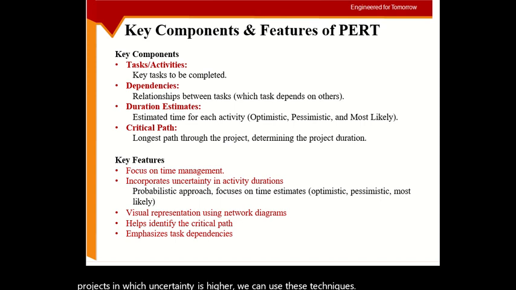The important components in the PERT chart or the PERT technique include the tasks and activities, things to be done. Activities are parts of your project which you have to do. We will call them activities, by the way. The most common name is activities.